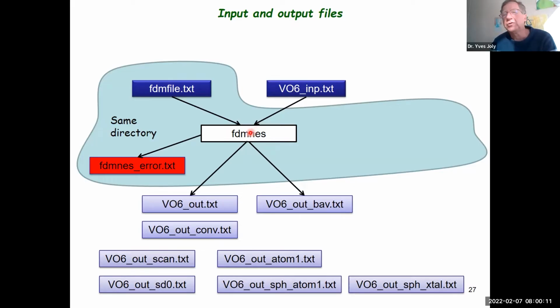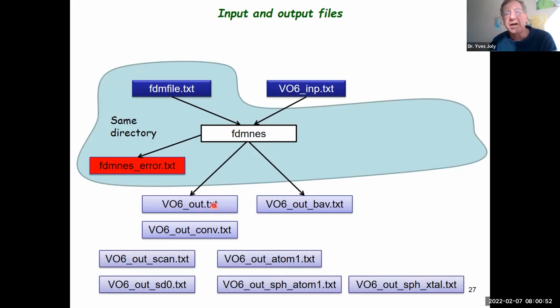So you run by clicking on the executable. If there are some mistakes, so if the program stops immediately, just check if in the same directory you have this fdmnes_error file. If there is no problem, it goes up to the end, and you will see some output files appearing. Usually you have just three: one with no extension, one with the BAV extension, and one with the CONV extension.